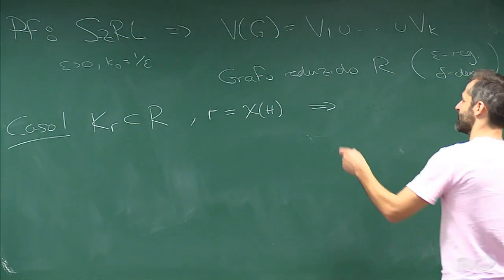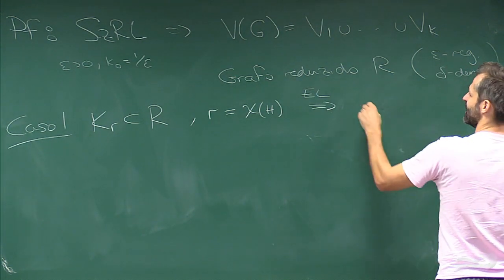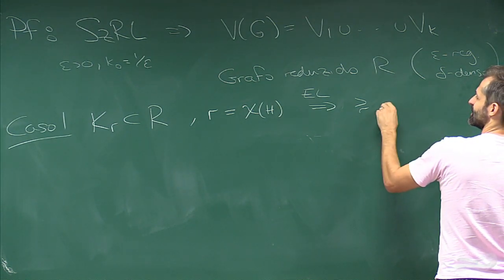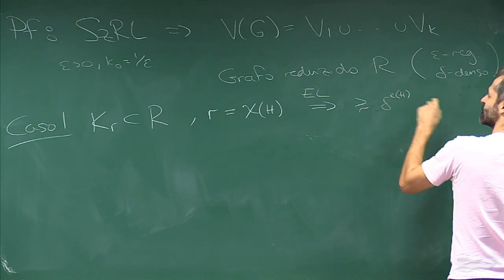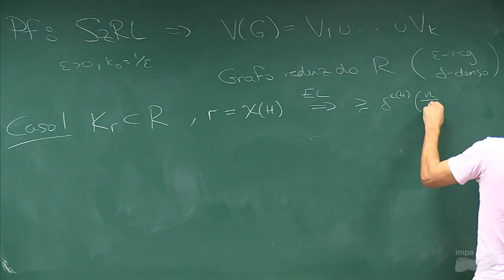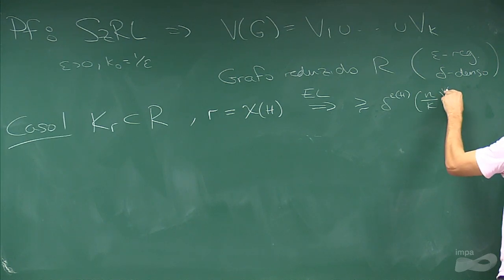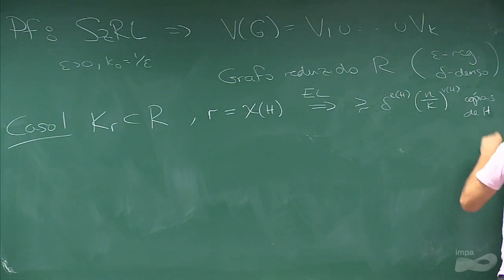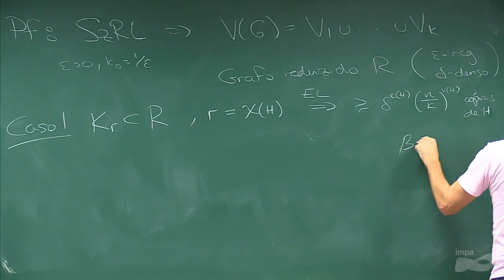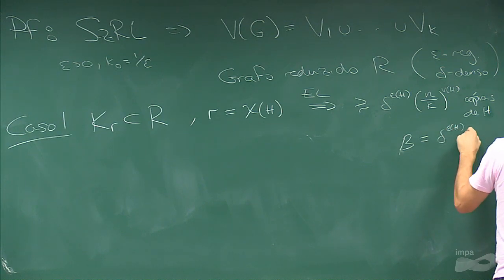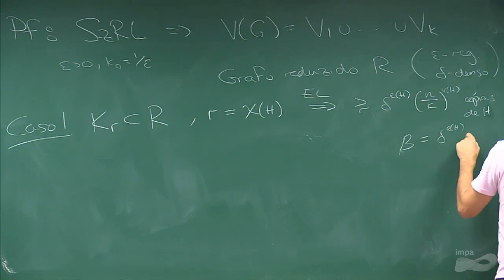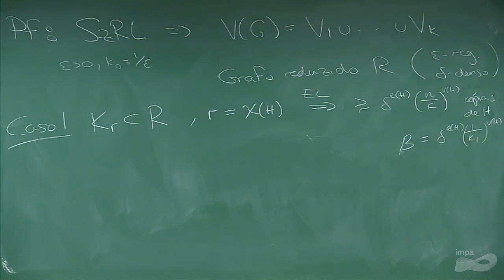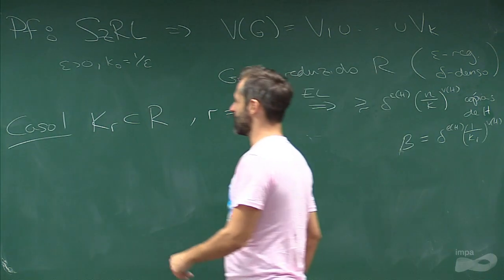So case one says, by the embedding lemma, that you have at least how many copies? It was delta to the e of h times n over k to the v of h copies of H, right? I'm just going to set this to be beta. So beta n to the b, delta to the e of h, 1 over k to the v of h. Okay.